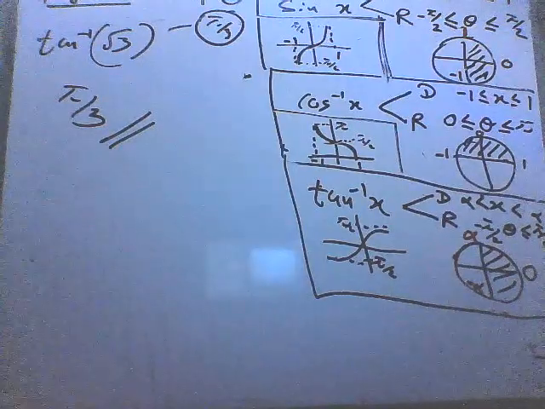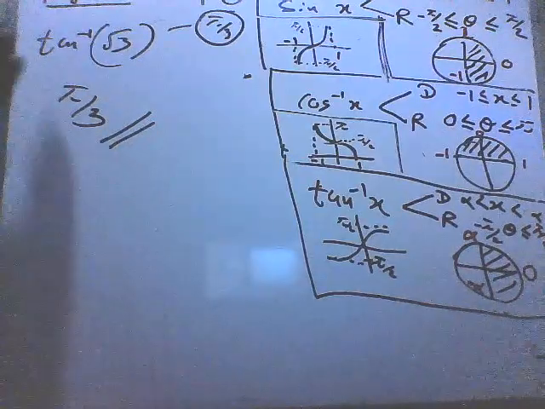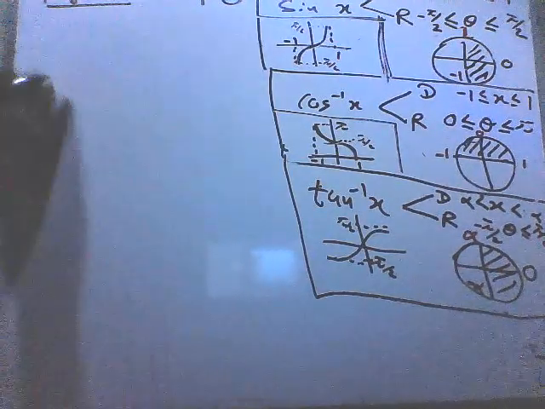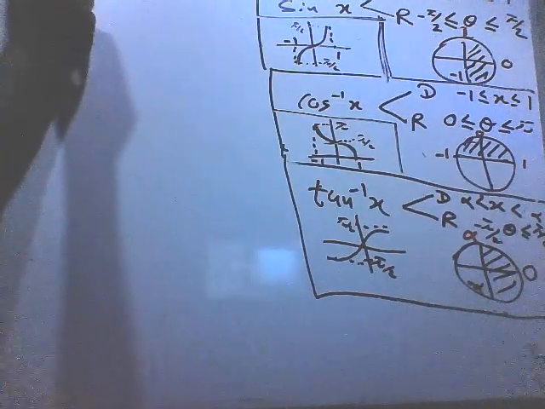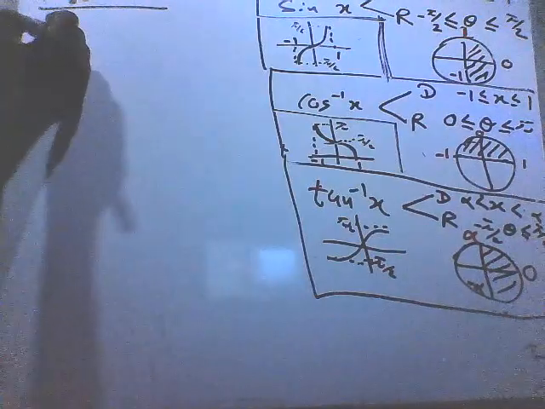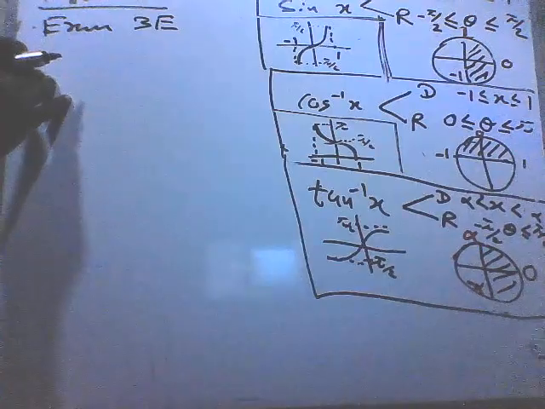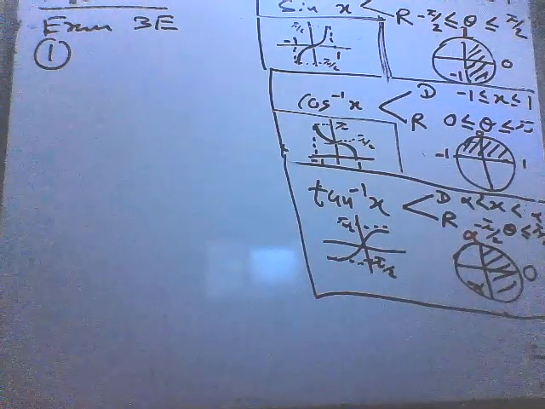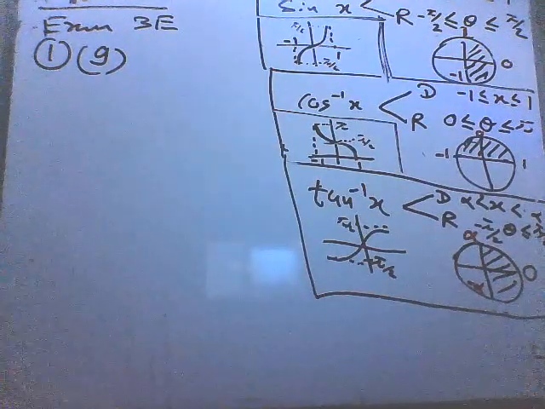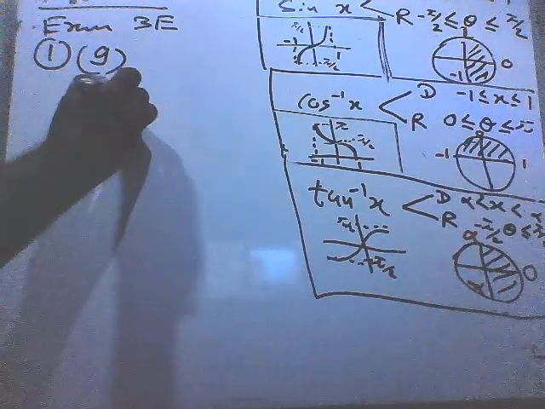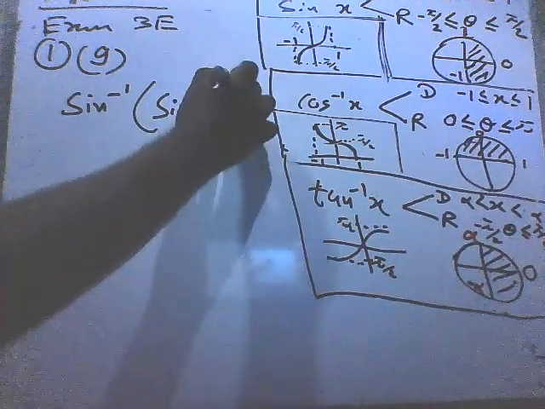Although these things are like that, I will do question 1 first, part G. This is page 64, exercise 3E, question 1, part G. Part G is asking for sine inverse of sine pi over 3.